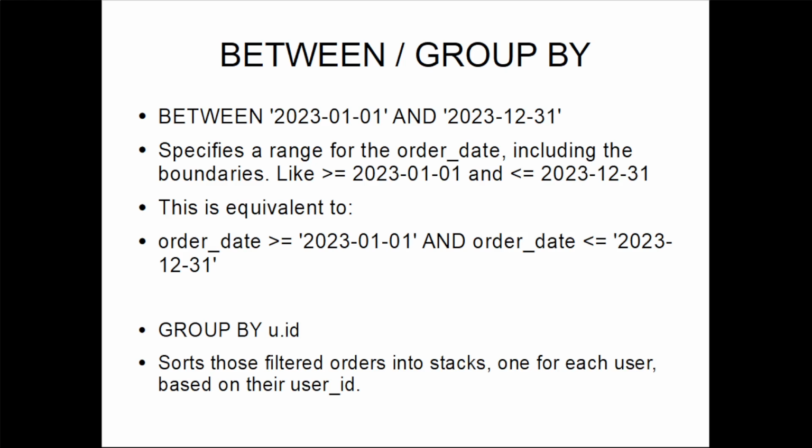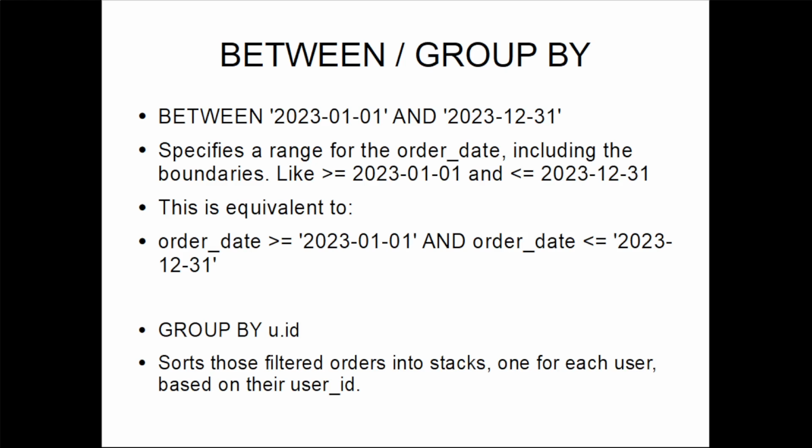Paired with the rest of the WHERE clause, it narrows your data to just the rows you want, in this case, orders placed between January 1 and December 31 of that year. The BETWEEN clause specifies a date range for the order_date field, including both the start and end dates, and everything in between. This is equivalent to writing order_date greater than or equal to January 1, 2023 and order_date less than or equal to December 31, 2023. Using BETWEEN makes the query more readable and ensures that we capture all orders within the specified time frame, including those placed exactly on January 1 and December 31.